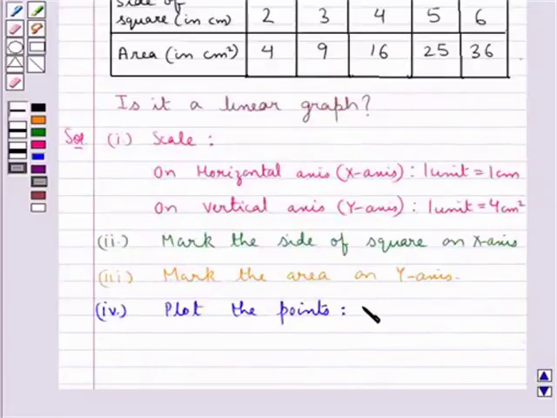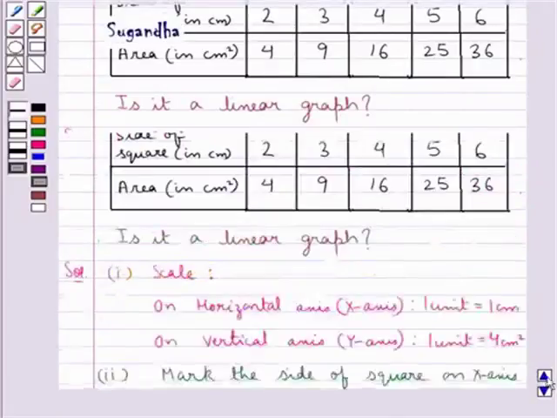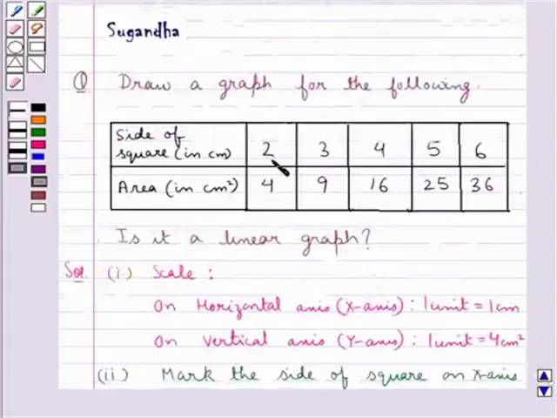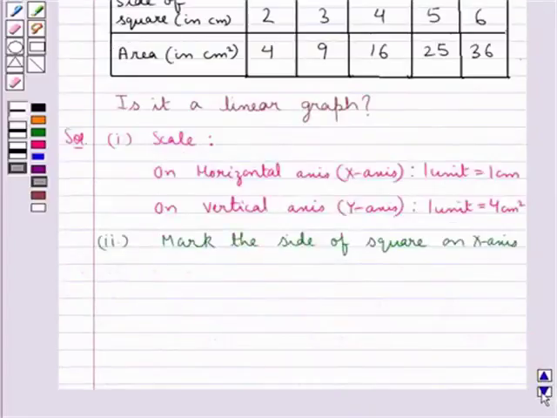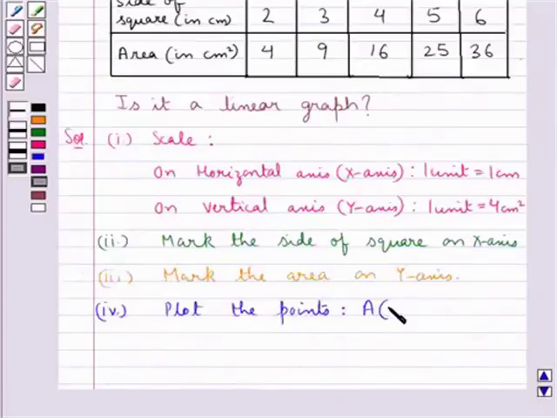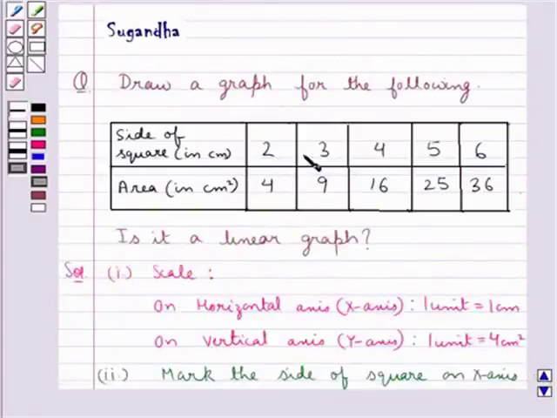Let the first point be A with coordinates 2, 4, where 2 is the x coordinate corresponding to the side of the square and 4 is the y coordinate corresponding to the area. So the coordinates of point A would be 2, 4. Now let the next point be B with coordinates 3, 9, where 3 is the side of the square and 9 is the area of the square.